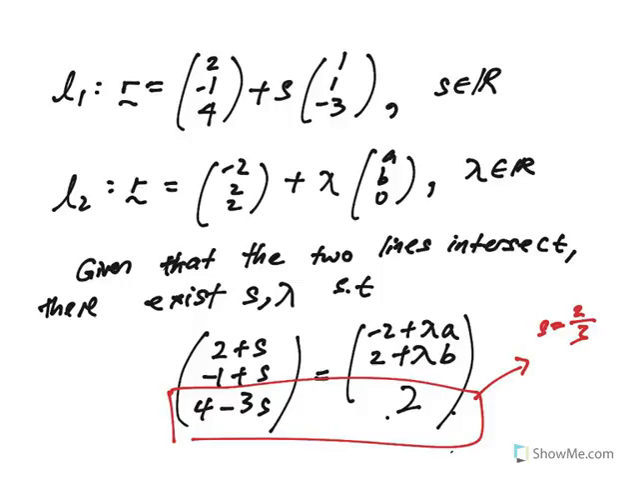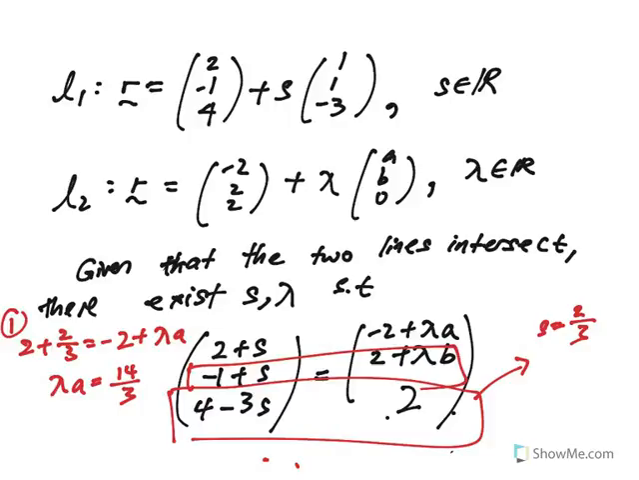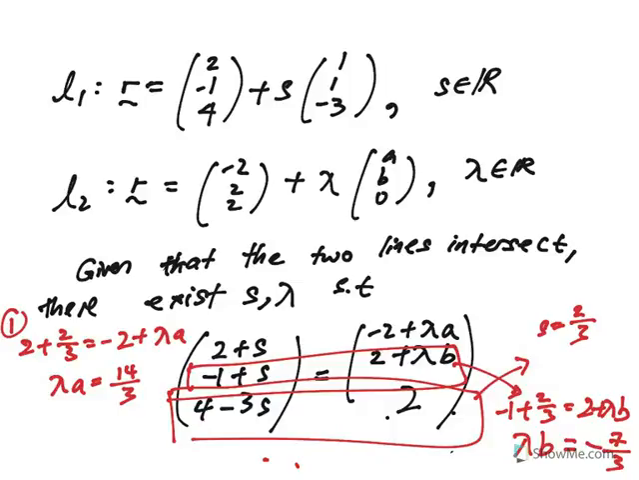All you do is happily sub into the first two equations. From here, 2 plus 2 over 3 equals negative 2 plus lambda A, so you get lambda A to be 14 over 3. This is from the first line. Over here, negative 1 plus 2 over 3 equals 2 plus lambda B, so you get lambda B to be negative 7 over 3.